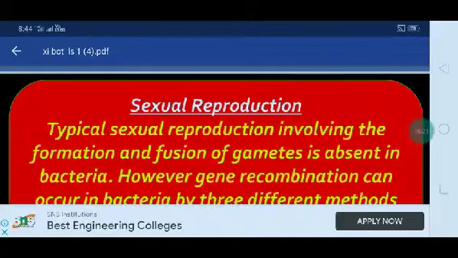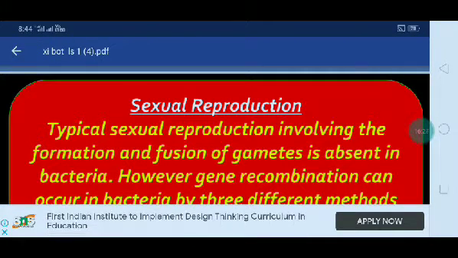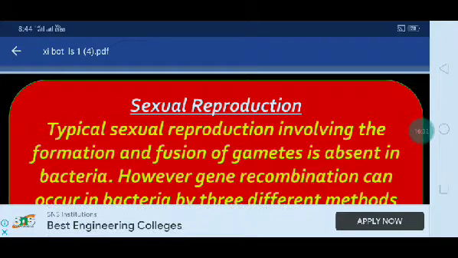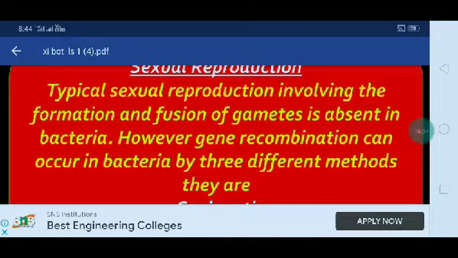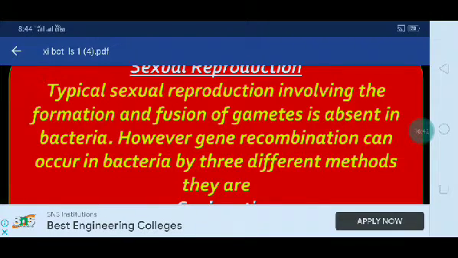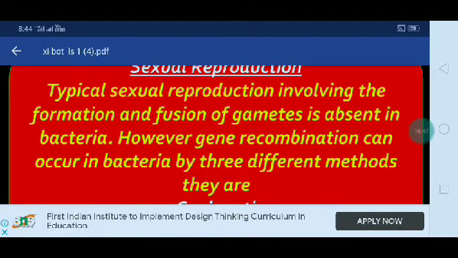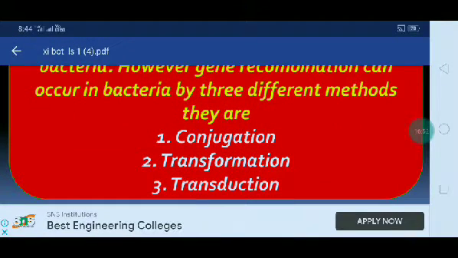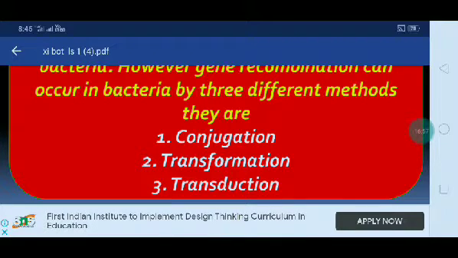Then sexual reproduction. Not only asexual reproduction, but sexual reproduction also occurs. Typical sexual reproduction involving the formation and fusion of gametes is not seen in bacteria; the usual gamete formation is not there. However, gene recombination, which is a form of sexual reproduction, occurs in bacteria by three different methods: conjugation, transformation, and transduction.